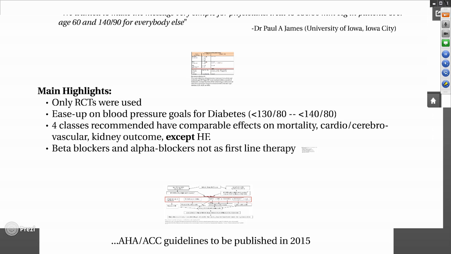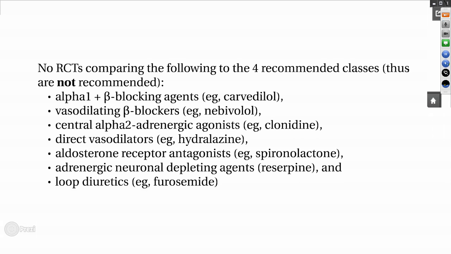And again, the main highlight is these 4 recommended drug classes because of their beneficial effects on mortality, cardiovascular, and cerebrovascular outcomes. The other classes that we went through, like beta blockers and alpha agonists, etc., were not included in the 4 recommended classes because there were no randomized controlled trials of good or fair quality comparing them to the 4 recommended classes. Therefore, these drugs are not recommended as initial treatment.